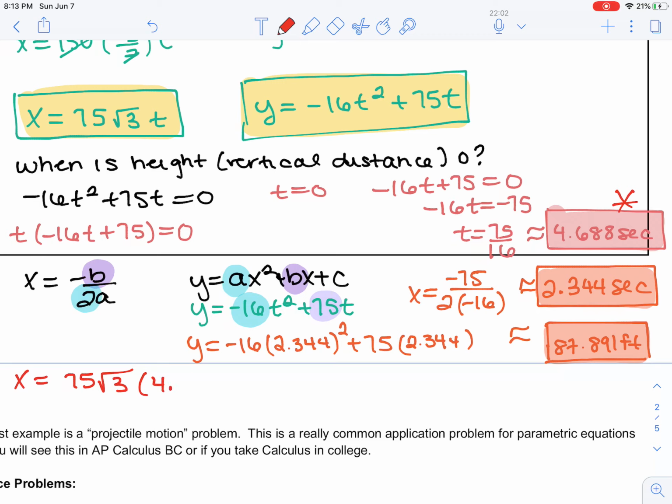So that 4.688, which tells us that after 4.688 seconds of being in the air, the golf ball lands 608.92 feet away from where it started.